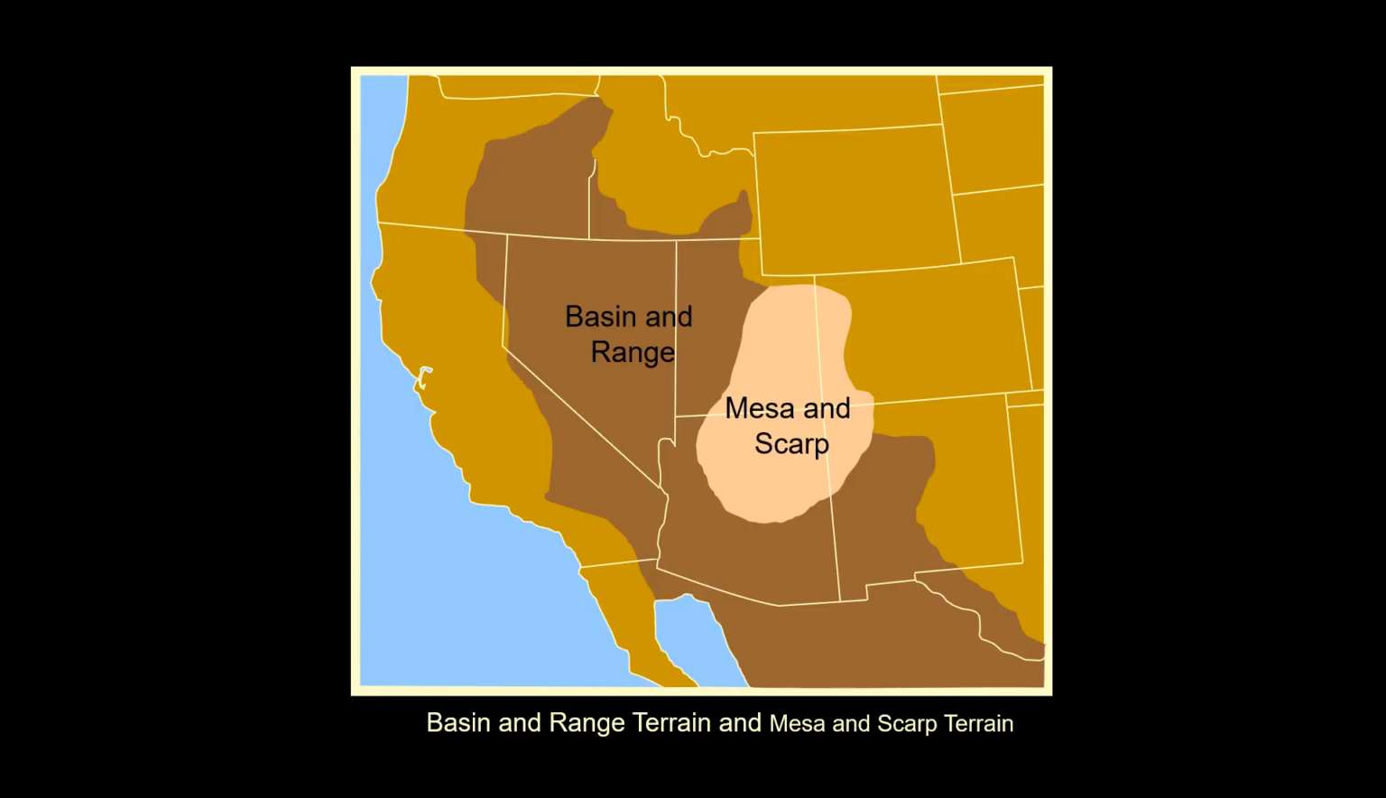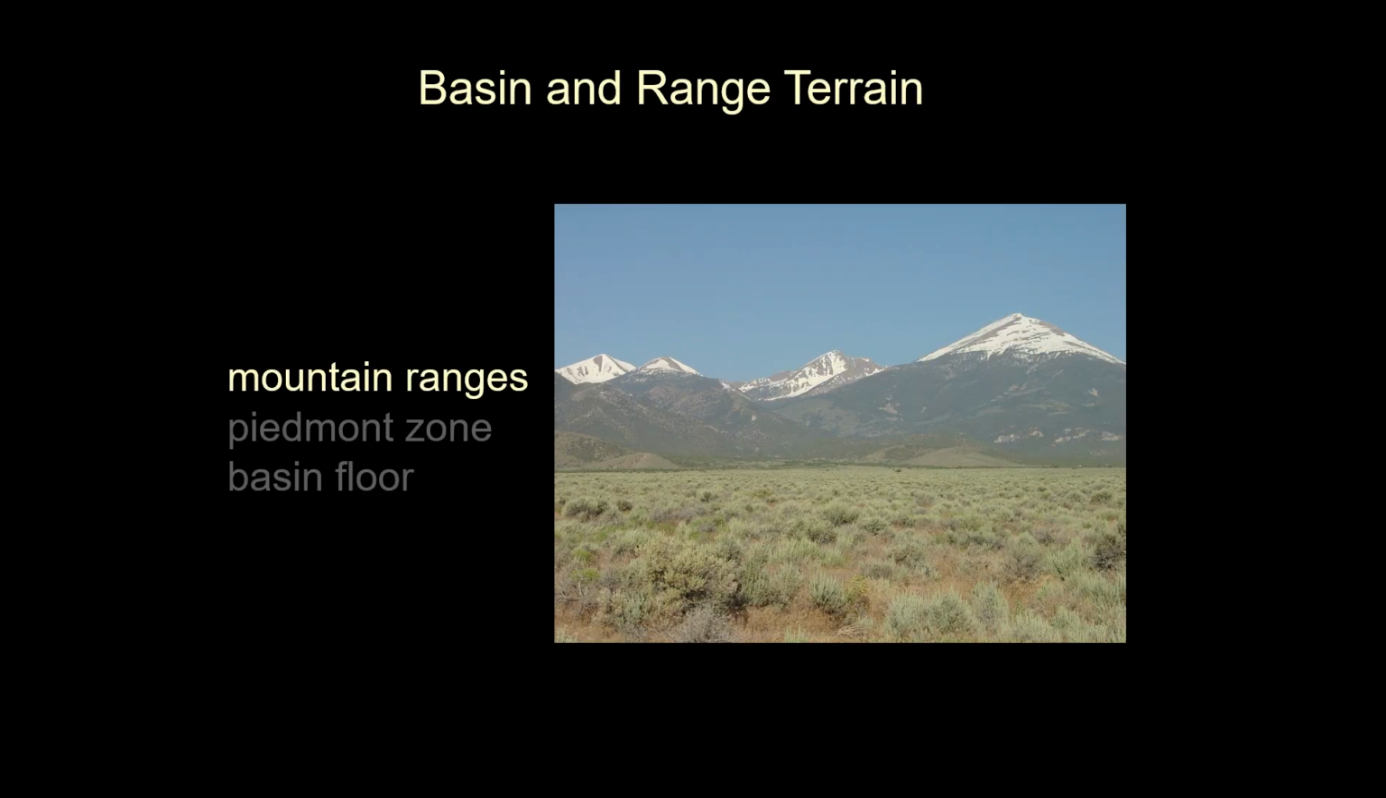We're actually going to talk about two different types of terrain that we find in the western states, Mesa and Scarp, where the Grand Canyon's found, and also an area called Basin and Range. So we have a desert called Basin and Range. So let's jump in and look at Basin and Range.